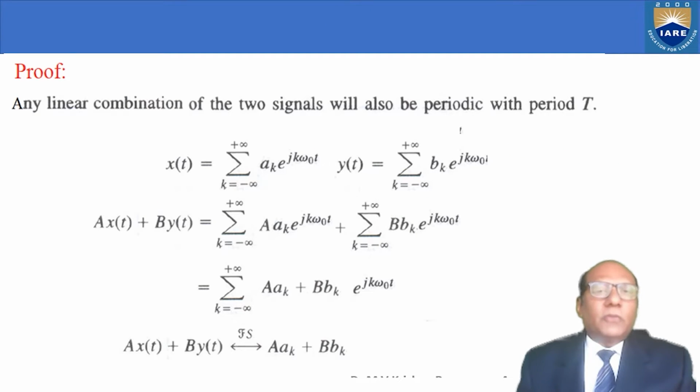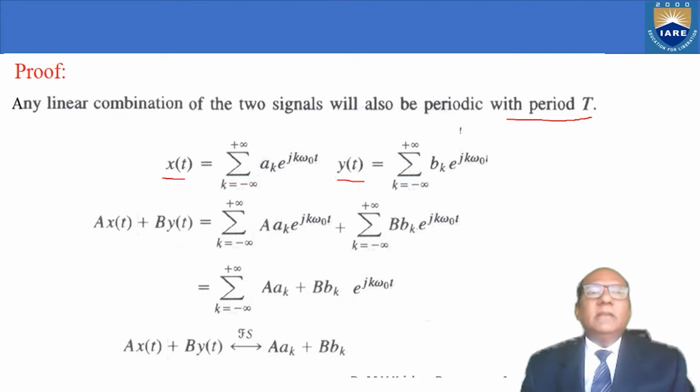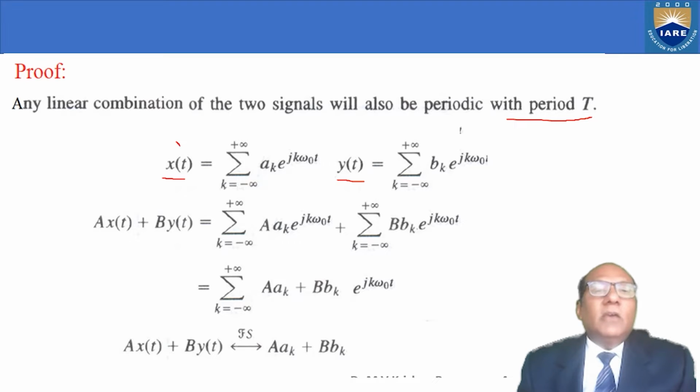Let us go to the proof now. In this, our assumption is that both x of t and y of t have the same period capital T. So as you know, the Fourier series representation is applicable only for periodic signals. So now what I have done, I have taken one periodic signal x of t and another periodic signal y of t, both having the same period, that is capital T.